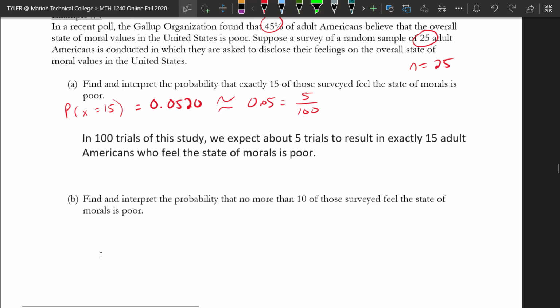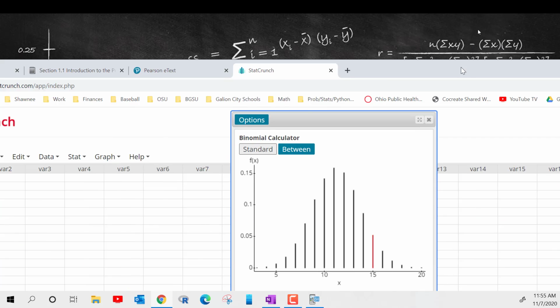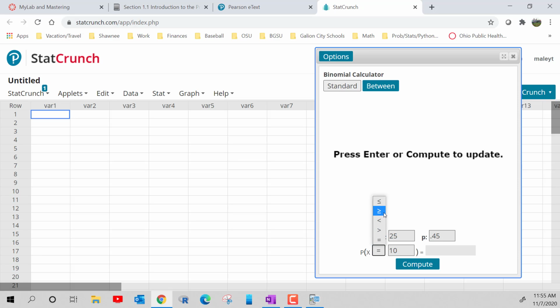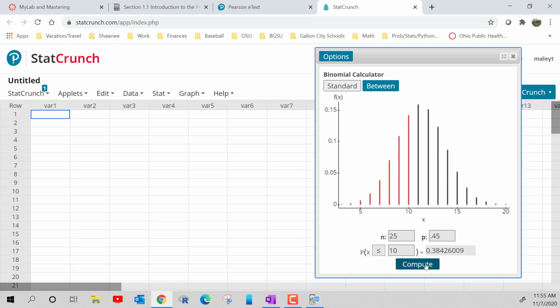So then part B says find and interpret the probability that no more than 10 of those surveyed feel the state of morals is poor. So you want to be able to interpret the no more than 10. No more than 10 means that we can't have like 11, 12, 13, etc. So what that means is we're trying to find the probability that X is less than or equal to 10. That's what the no more than 10 would represent. So if I go back to StatCrunch, I just need to change this to 10 and this to less than or equal to, hit compute, I can get that value.